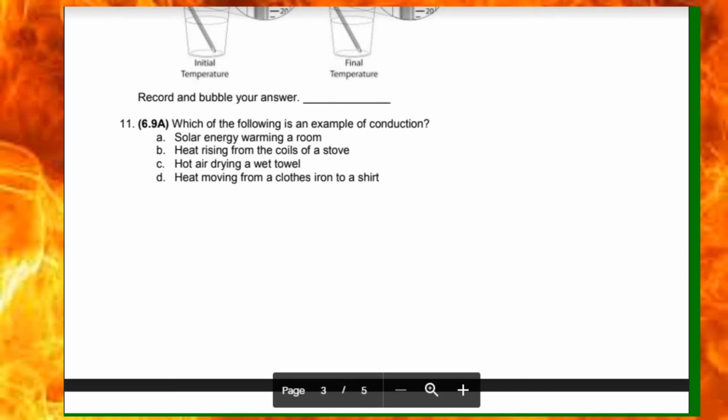Number 11, 6.9a. Which of the following is an example of conduction? A, solar energy warming a room. B, heat rising from the coils of a stove. C, hot air drying a wet towel. Or D, heat moving from a clothes iron to a shirt.